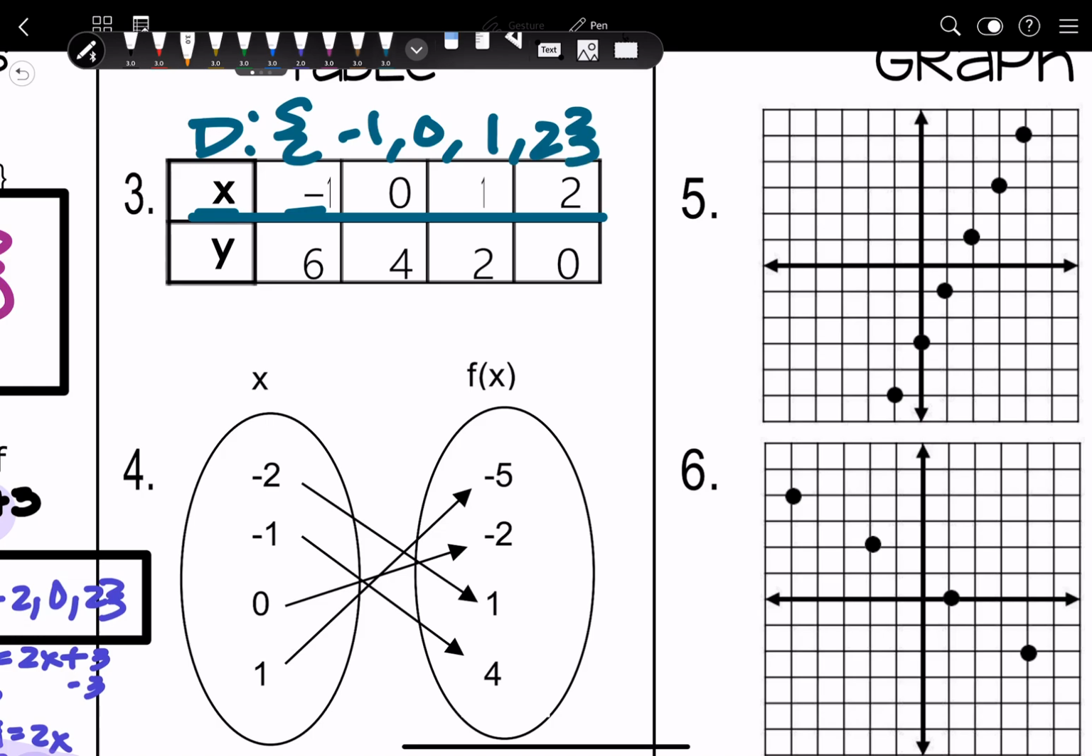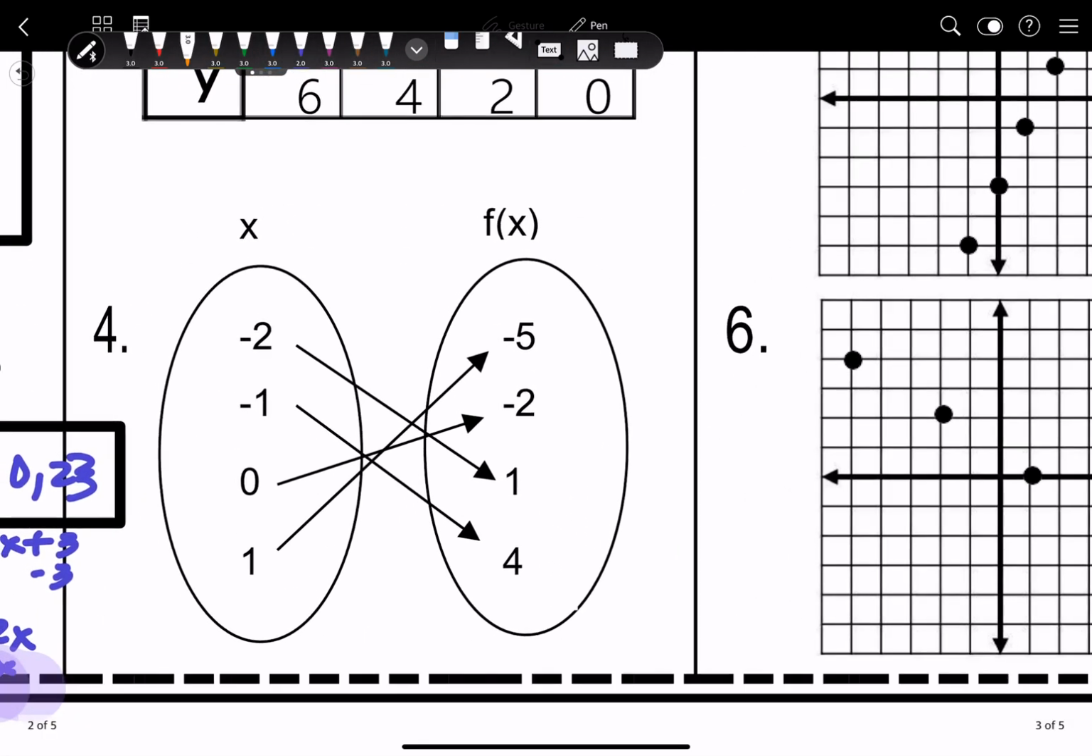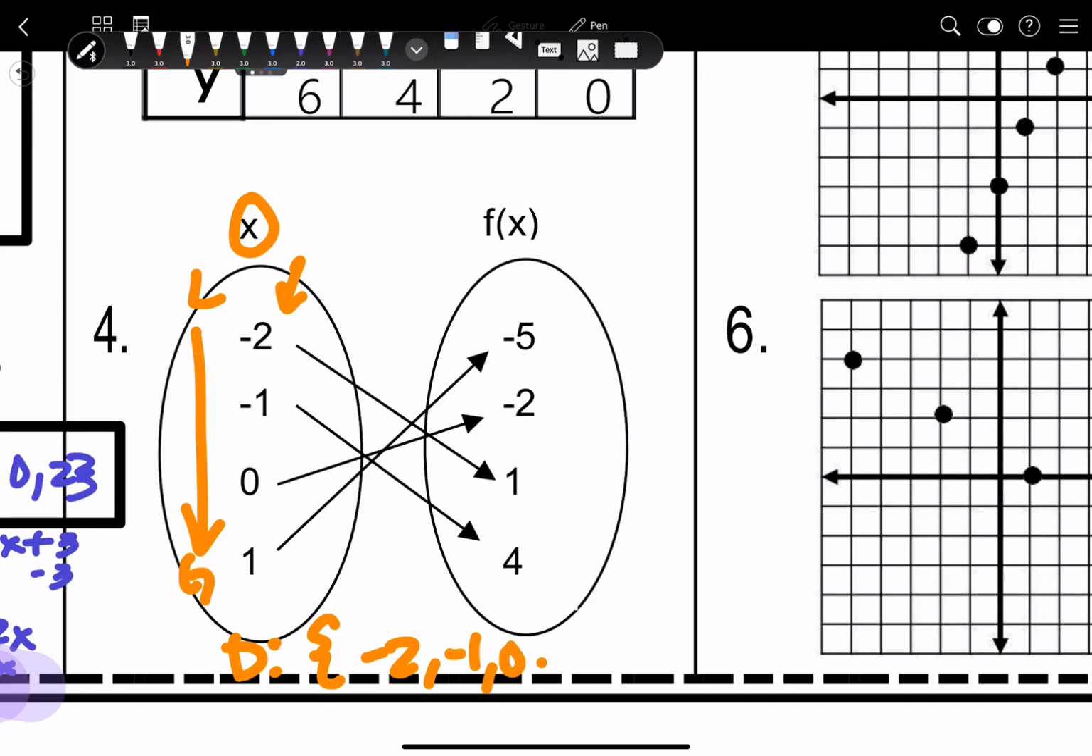And typically, that's also the case when you have a mapping, because check out your x values right here. They're in order from least to greatest. So you can write your domain as least to greatest with your curly bracket. And hopefully yours turned out much better than mine. You get negative 2, negative 1, 0, 1. That's how easy that is, guys.